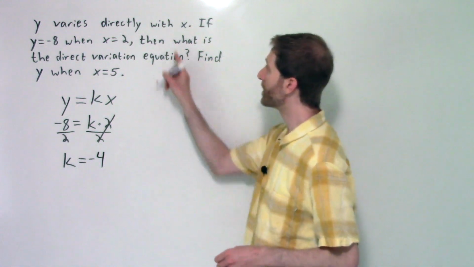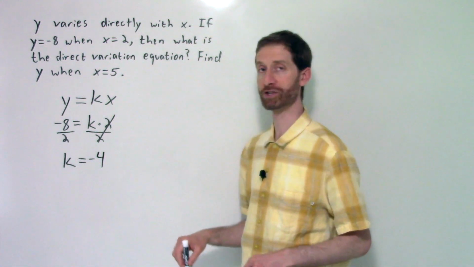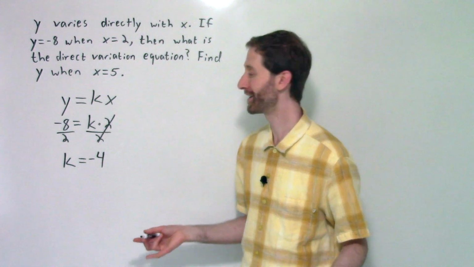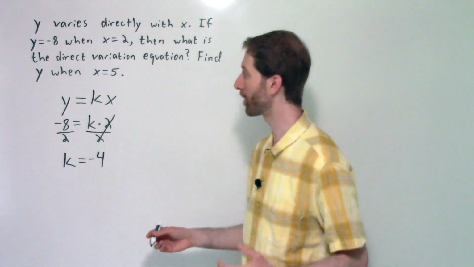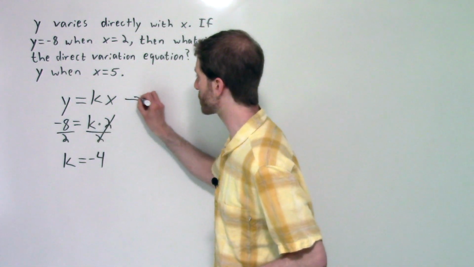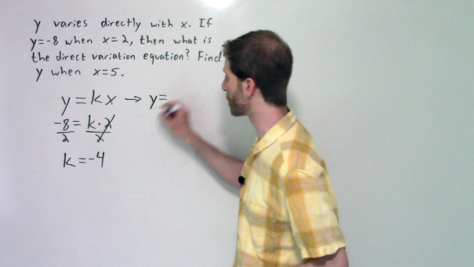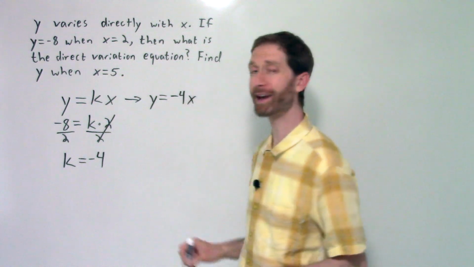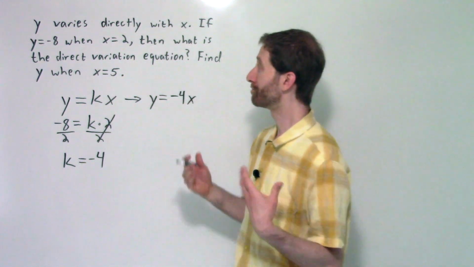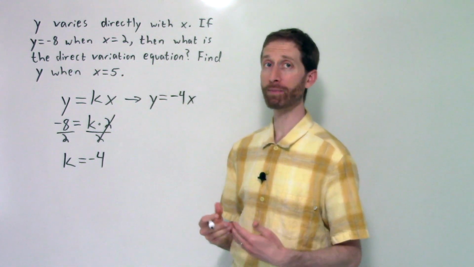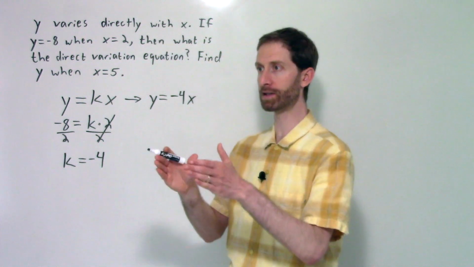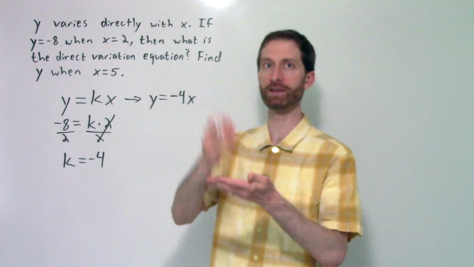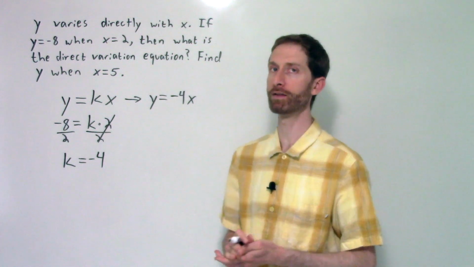Let's keep reading. Then what is the direct variation equation? I think we found it, right? We have k equals -4. We have y equals k times x. So the equation would be y equals -4 times x. So by asking what can I do, we've just translated as we've read a problem rather than just memorizing, oh, this is this kind of problem where I always do this step and this step and this step. It's a much more powerful way of thinking.